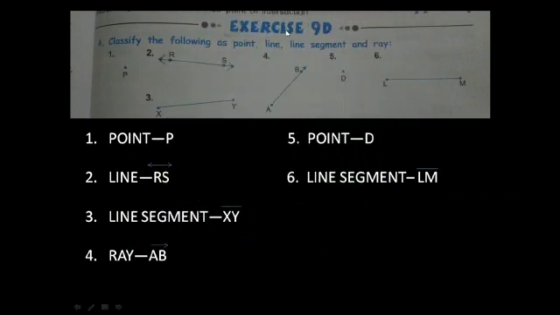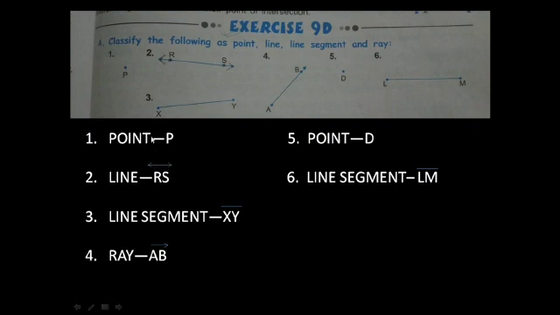Next we will do exercise 9D. First question given is classify the following as point, line, line segment and ray. First, you can see here a dot is given and P is written. So it is point. You will write point, put a dash and write P. Second, you can see here in both the sides the arrow is given. So it is a line. You will write line RS and put an arrow mark above it.